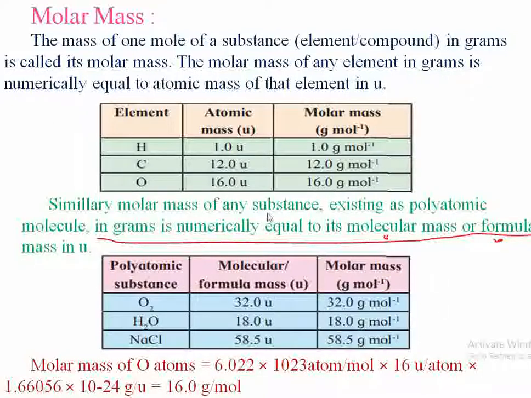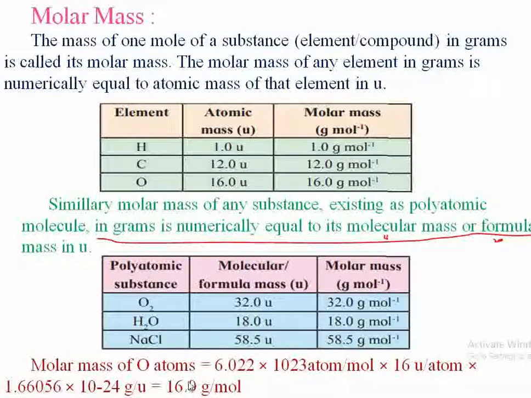They are converted into their molar mass in grams per mole: 32, 18, 58.5 grams per mole. Oxygen is 32 grams per mole, H2O is 18.0 grams per mole, and NaCl formula mass is 58.5 grams per mole. These are molecular or formula masses expressed in terms of unified unit, while molar mass is expressed in grams per mole.